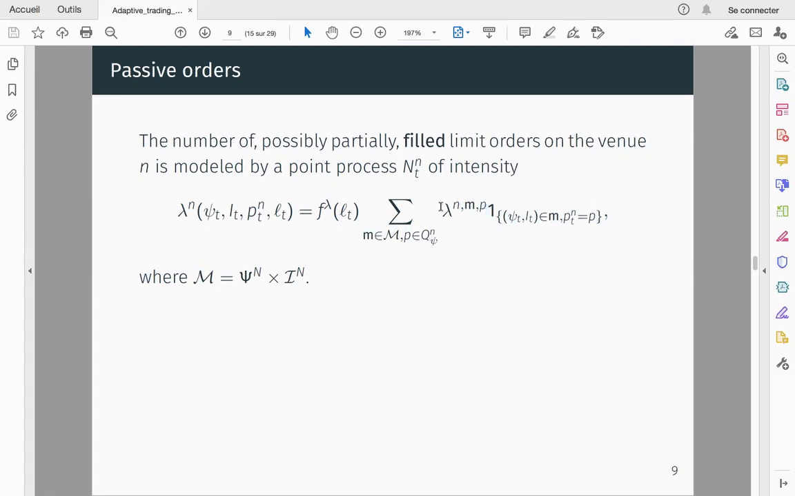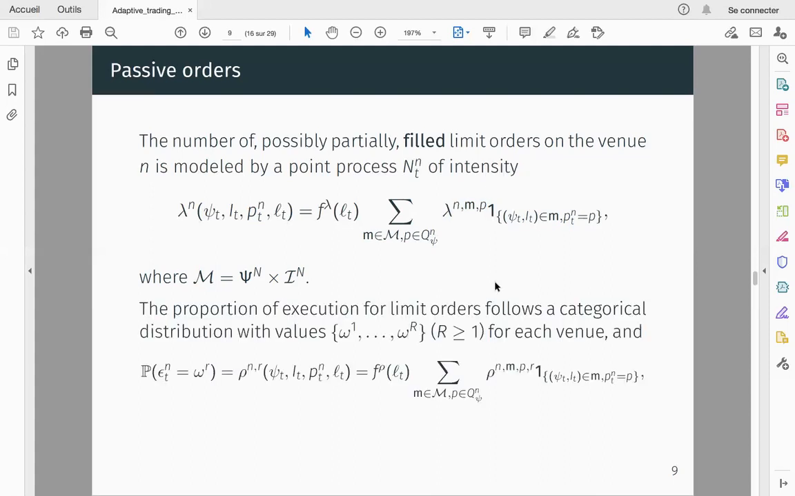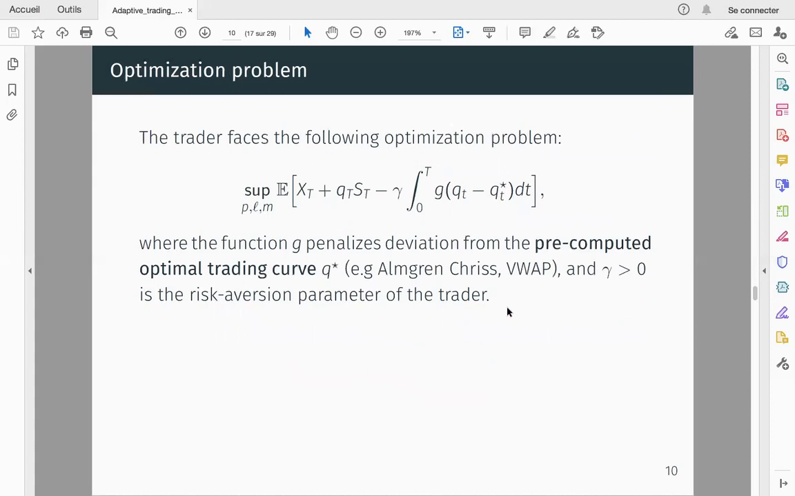The probability of execution of your limit orders is lambda NMP, which is a constant, and thus the probabilities of filling are interconnected and depend on the spread and imbalance on all the liquidity venues. And it is basically the same idea for the proportion of execution for limit orders. We assume a categorical distribution with a finite number of values. So typically, either you have fully executed or half executed, for example, and it is also the product of a functional of LT and a multi-regime stepwise function.